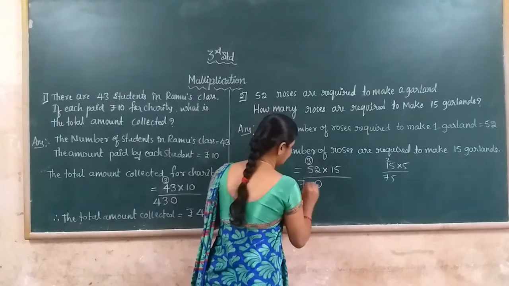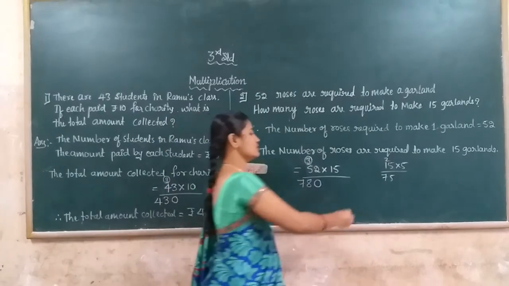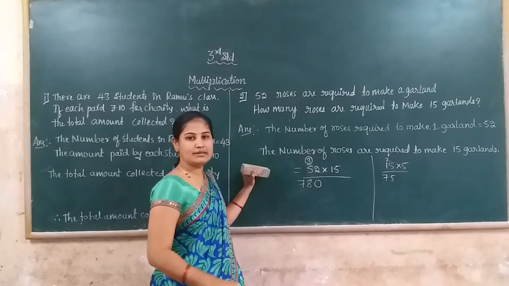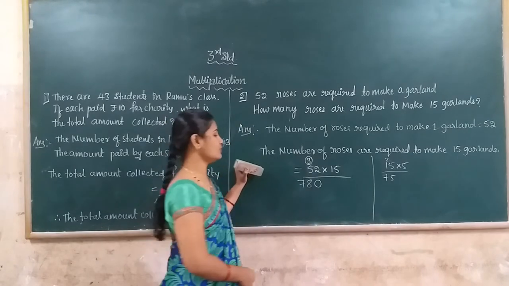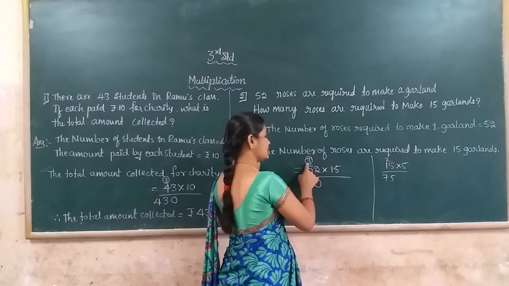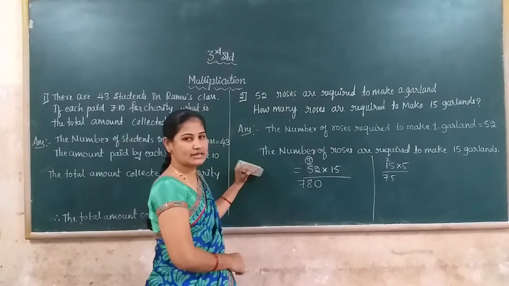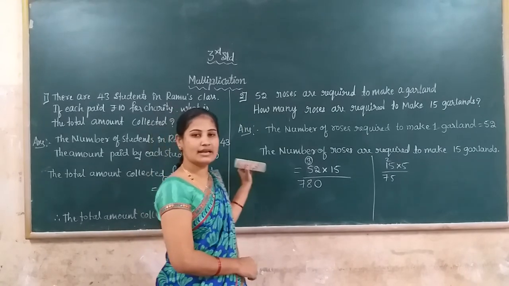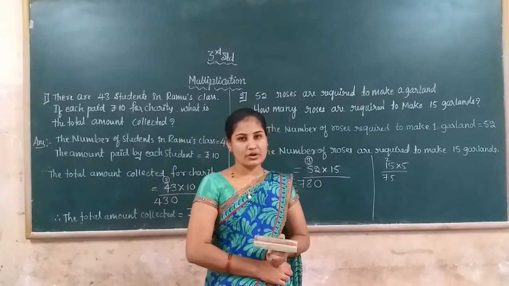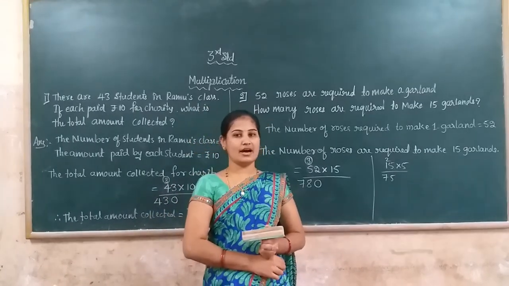This is the method. If a bigger table is given, you refer to the side and do single-digit multiplication, okay? So you get 15 into 5 is 75, 75 plus 3 is 78. How many roses are required to make 15 garlands? There are 780 roses required to make 15 garlands.